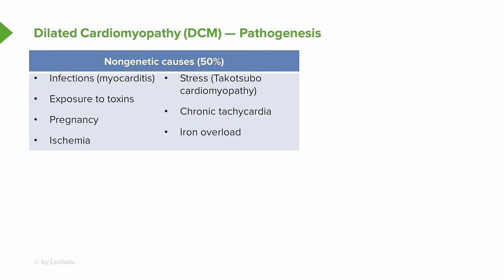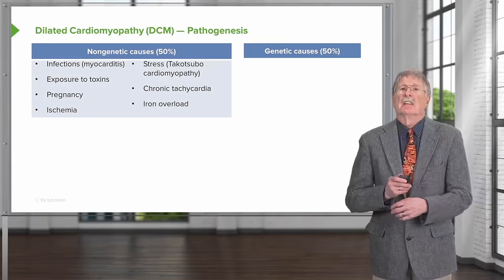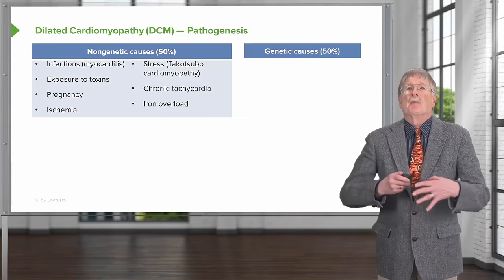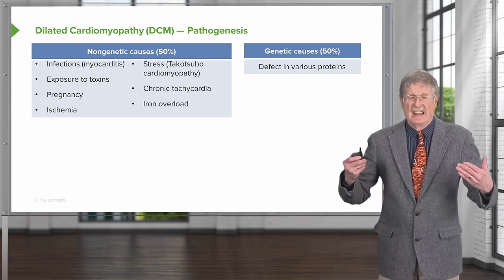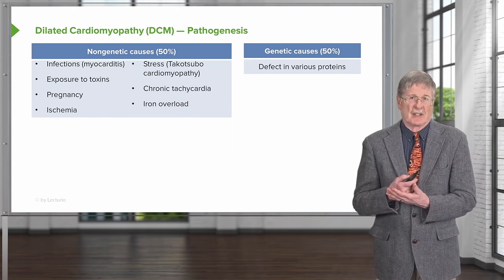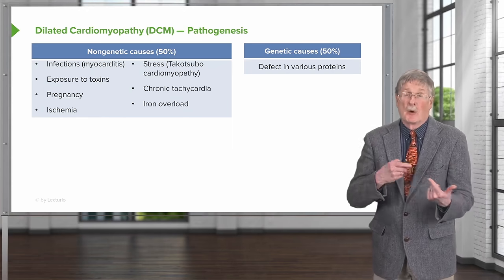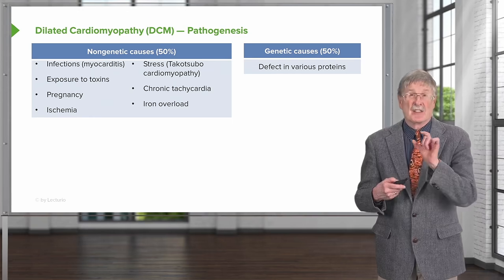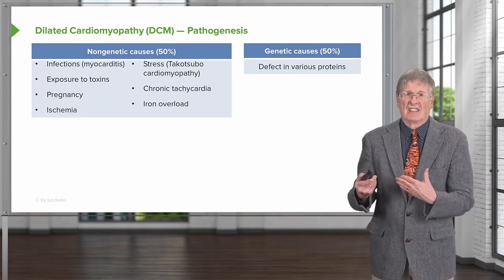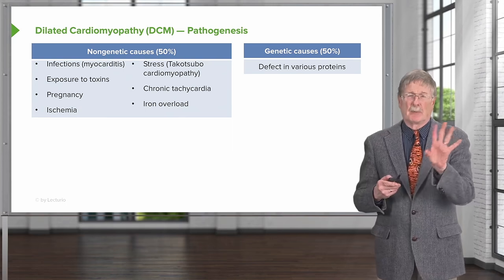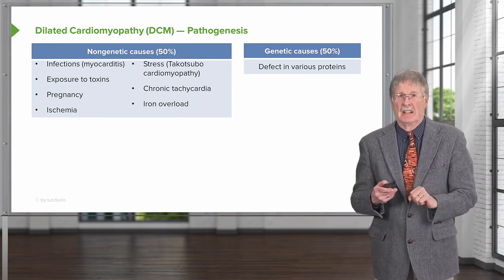Iron overload, diseases like hemochromatosis, whether primary or secondary, will also cause a dilated cardiomyopathy. We'll talk about mechanisms shortly. Let's look at the genetic causes. Most of these are defects in a variety of proteins involved in the contractile apparatus of the sarcomeres. And I will say, as we're getting more and more sophisticated, smarter and smarter, and looking at more genes, we are finding increasing genetic causes of dilated cardiomyopathy, things that had previously been called idiopathic.